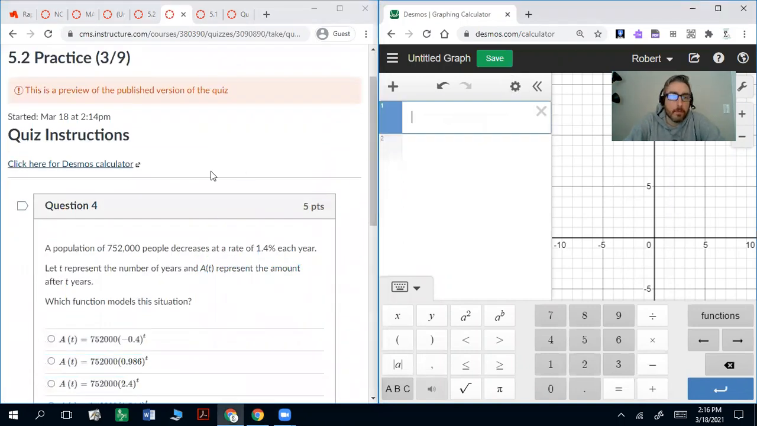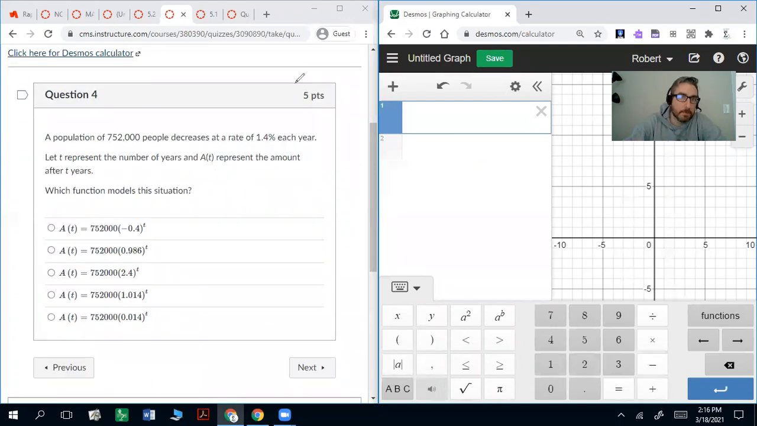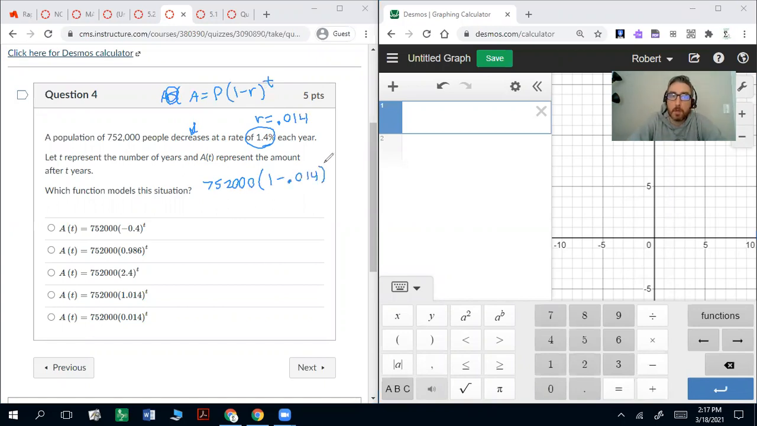Okay, question 4. 4 and 5 are going to be similar to 2 and 3. So you have your starting amount. It decreases at a rate of 1.4%. That's 0.014. And it's decreasing, so it's going to be decay, which means A equals P(1 minus R) to the T power. So 752,000 times (1 minus 0.014) to the T. So 1 minus 0.014 is 0.986.